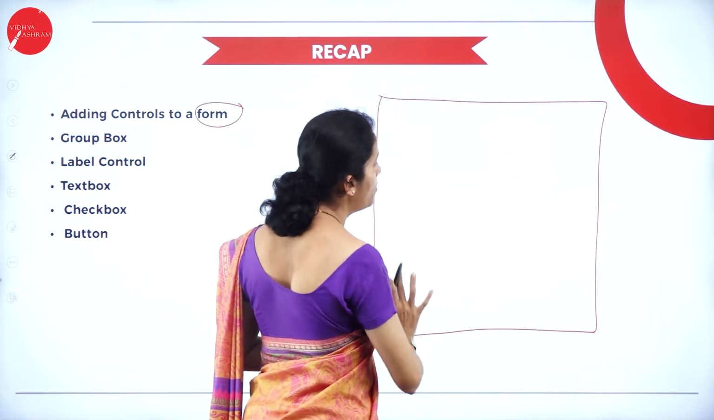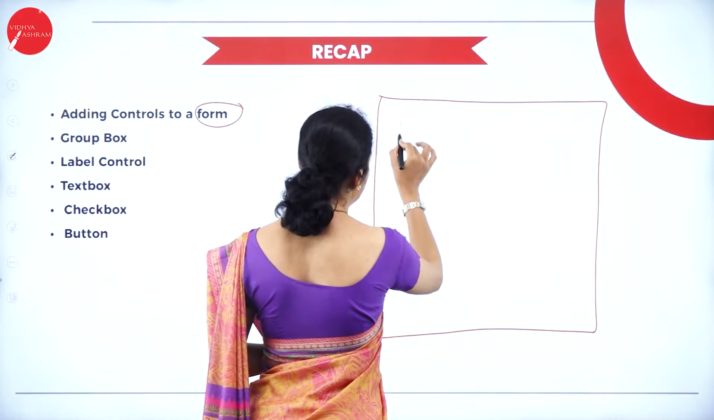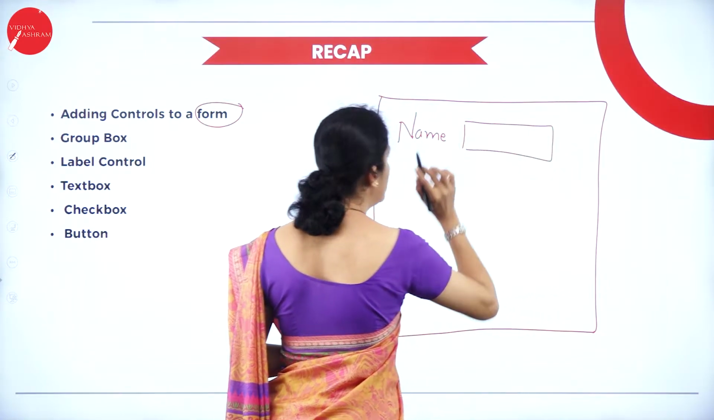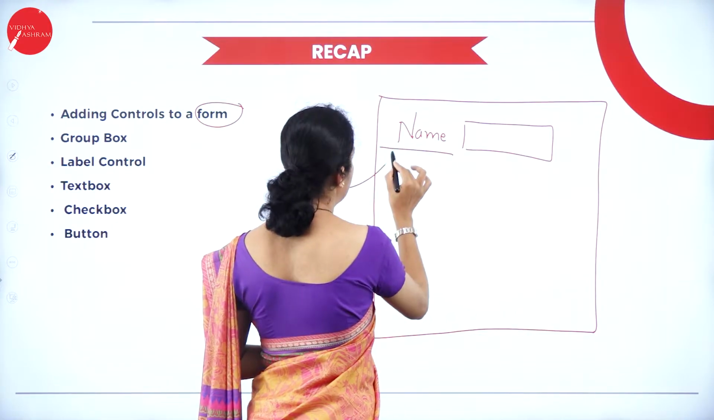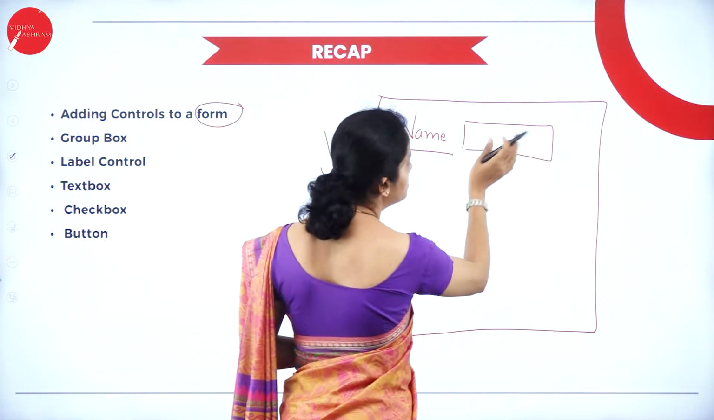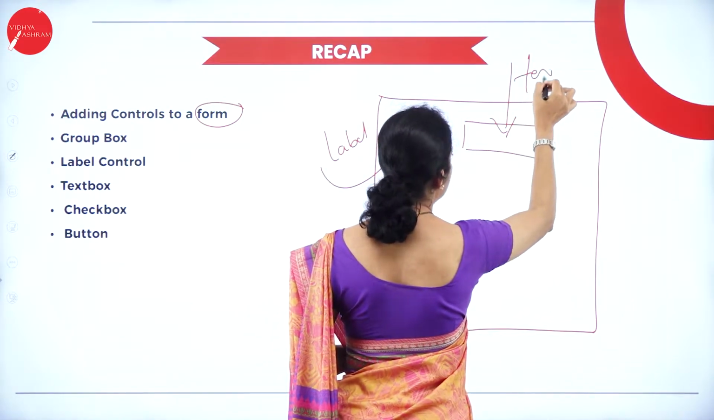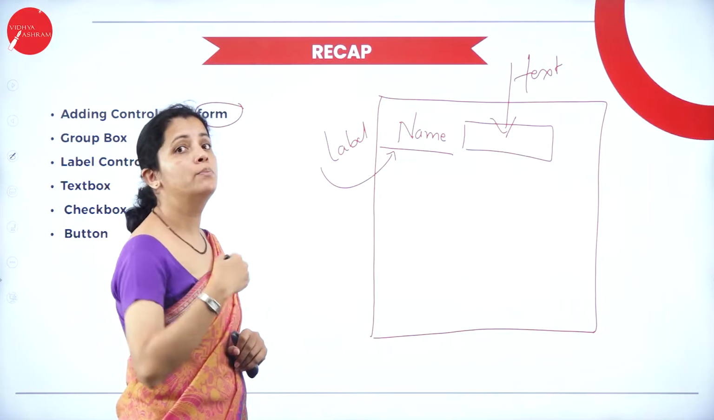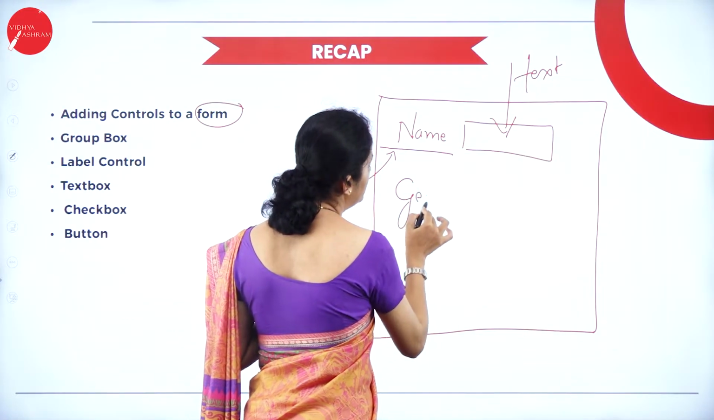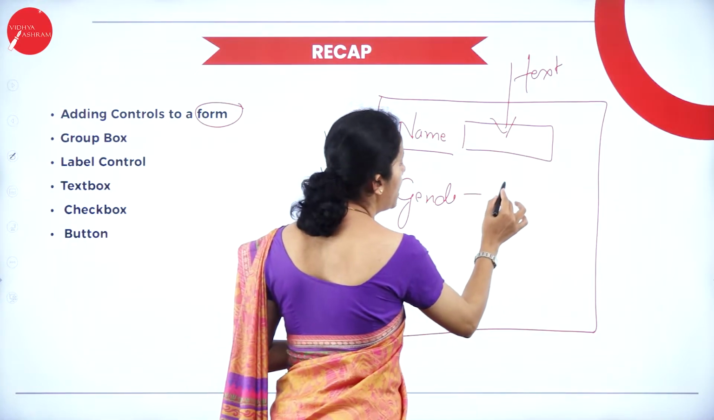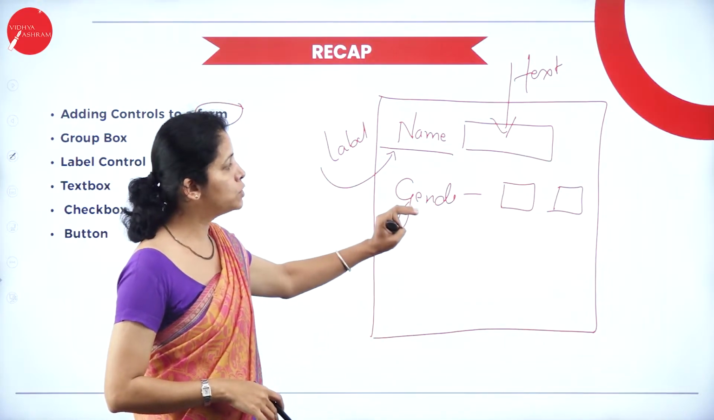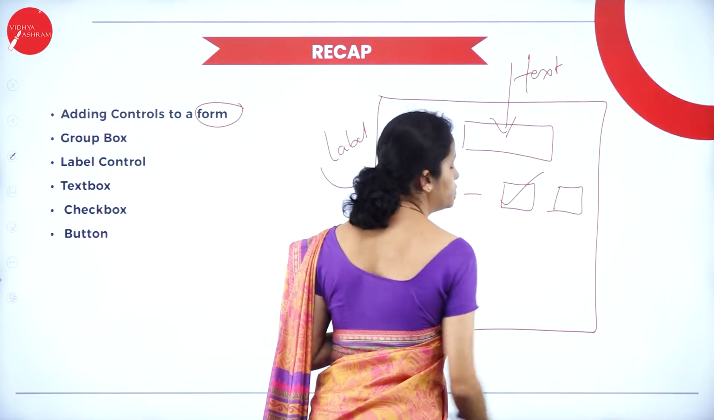Think that this is the form and I want to create a form. For example, I want to provide a field so that the user can input their name. So here, what is name? That is the control label. Now, what about this box? That's the text box where the user can input the data. Now, if the user wants to enter the gender, what am I going to provide? I'm going to provide the check box. So what is the need of the check box? The user can select only one option.